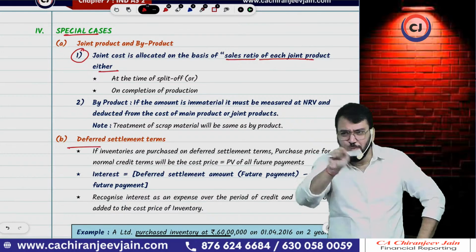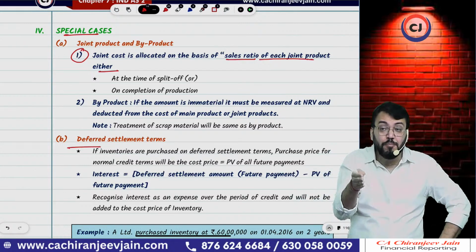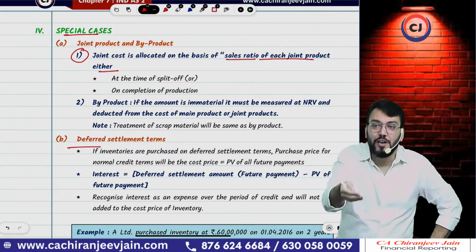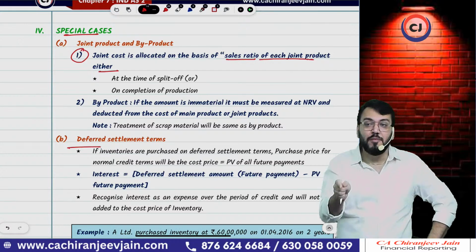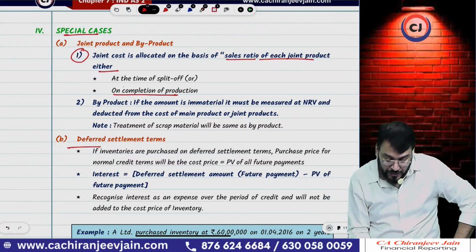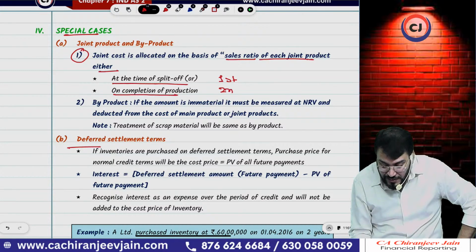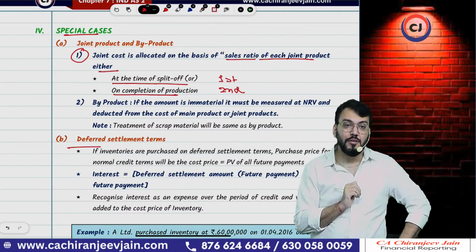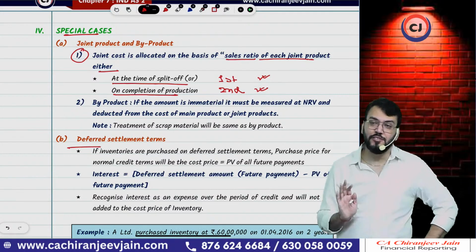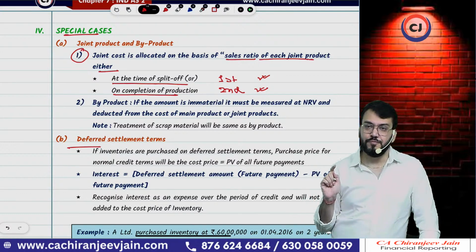I think you know about split off, at the time when they are actually splitting. But if you are not able to determine the sales value of those products at the point of split off, then take the sales value at the time when the production is completed. First preference will be given to this. If this is not determinable, the second preference will be given to this. Understood? As per the information given in the question, normally they give only one ratio.